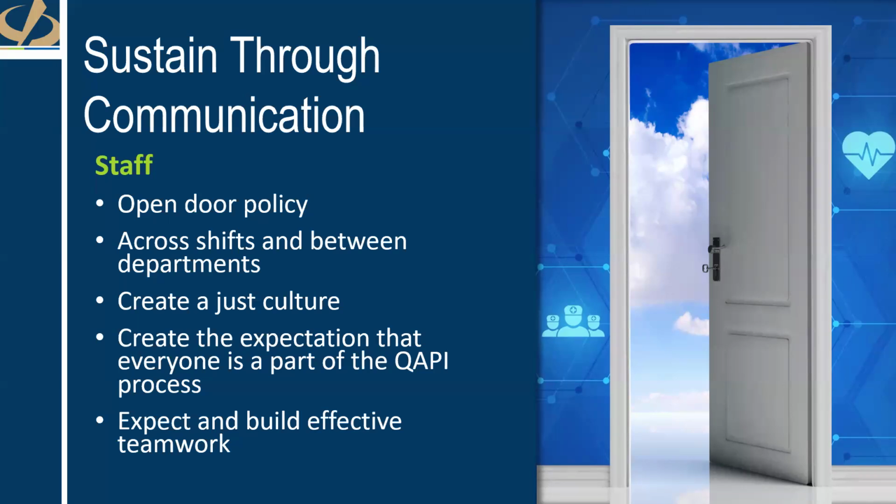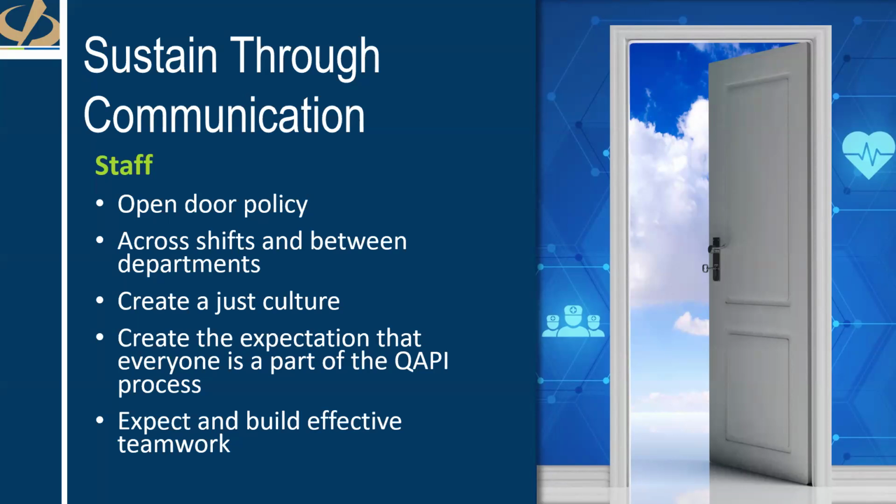A just culture is essential to sustainability. This approach promotes accountability and learning instead of blame when problems arise. Leaders should emphasize safety, learning, and improvement over punishment. They should reinforce that identifying system-level issues is more important than assigning fault. Most importantly, they should foster a safe space for staff to raise concerns and share insights without fear of retaliation.